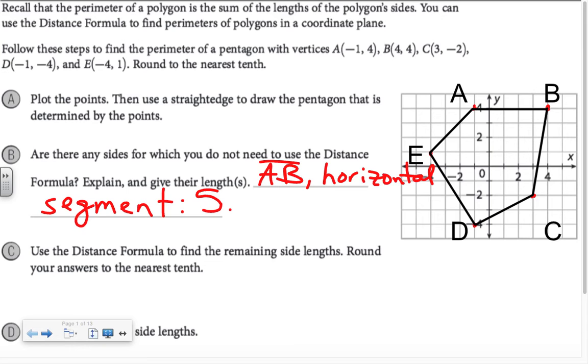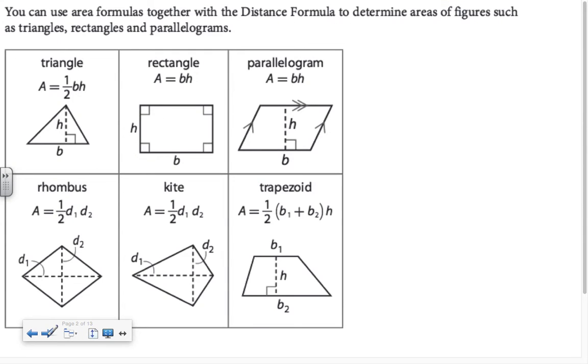In the interest of time and the fact that I have a similar problem later in the lesson, I'm not going to do that. I'm just going to move on from here. So perimeter, you know, is finding the sum of all of the side lengths. You would use distance formula and then you'd add everything up.